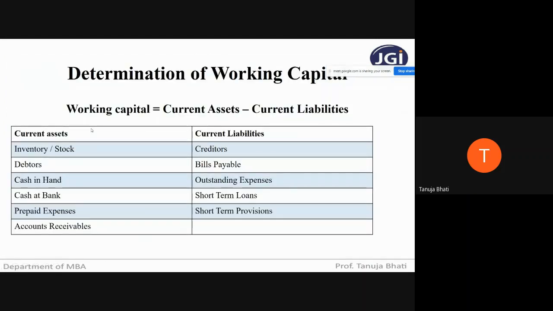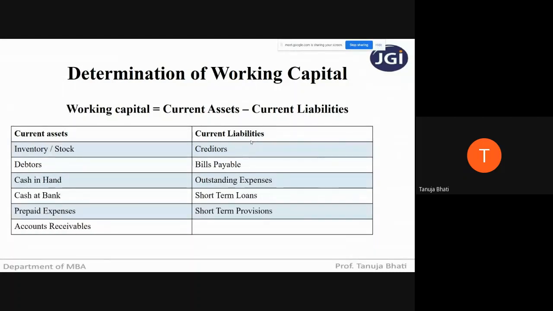So a quick revision of what we have done in the previous lecture. How do we determine working capital? Working capital is nothing but the current assets minus the current liabilities. You get the amount of working capital required by the firm. Now you need to know what all falls under current assets. Stock, debtors, cash in hand, cash at bank, prepaid expenses, accounts receivable, bills receivable all fall under current assets. Current liabilities are liabilities that have to be paid off within a period of 1 year.